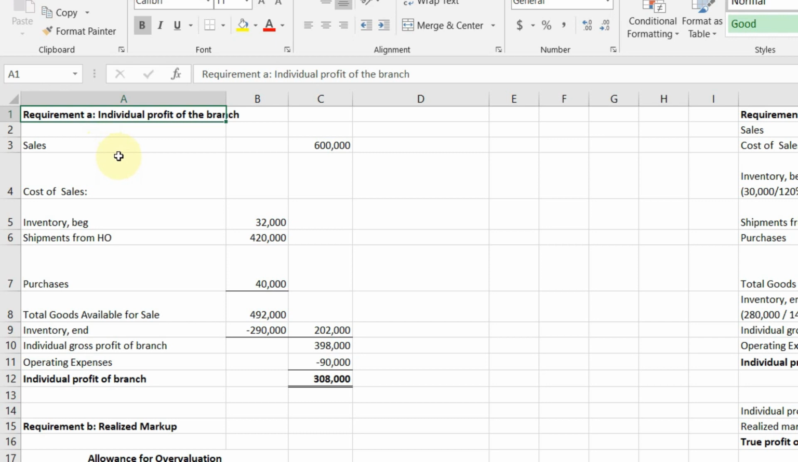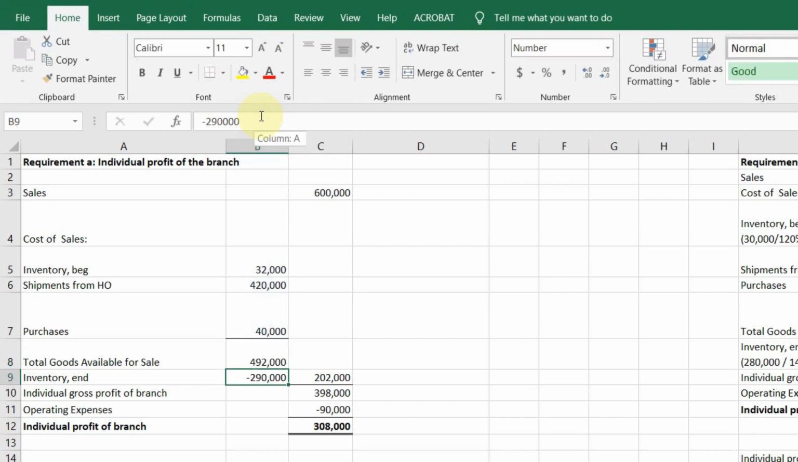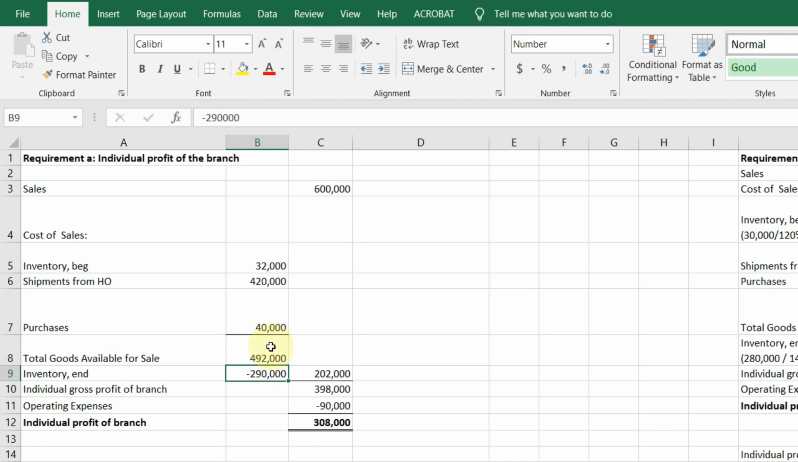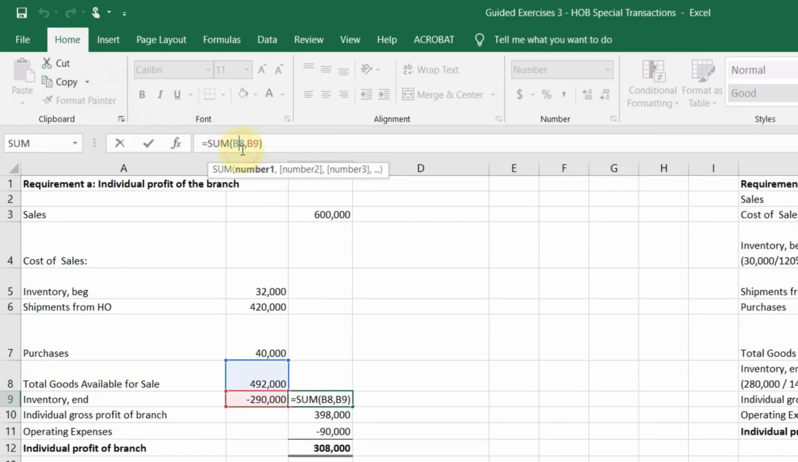Okay, you have sales na 600,000. You have COGS. Let's compute for COGS. Beginning inventory. So, given naman, 32,000. You have shipments from HO na for 20,000. Build price. You have purchases na 40,000. So you just add summation, okay, of the beginning, shipments from HO and the purchases, you have 492,000. Then given ending inventory of 290,000, you have 202,000 for COGS, okay.